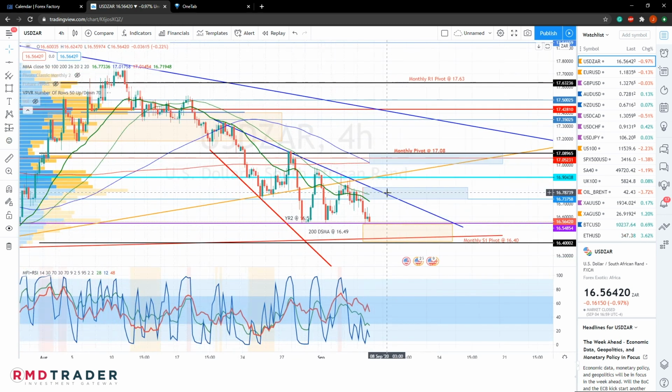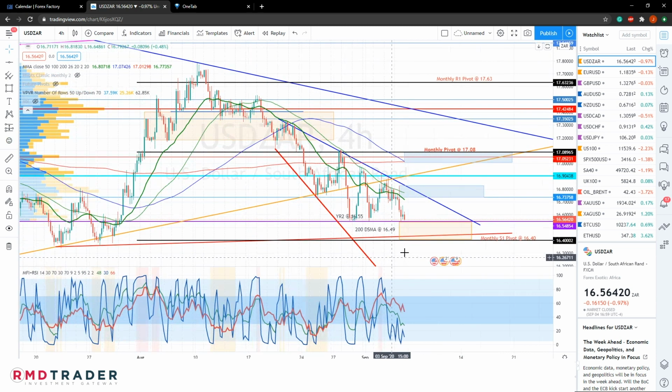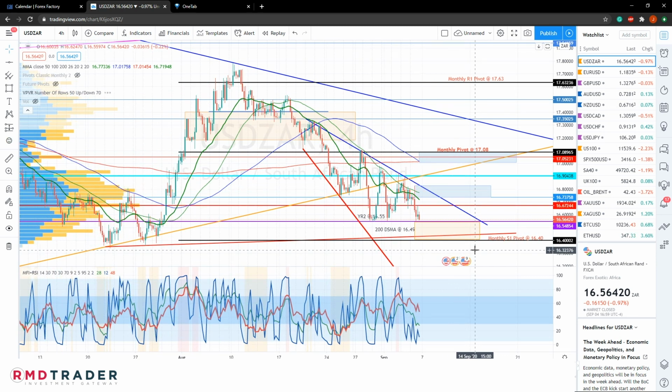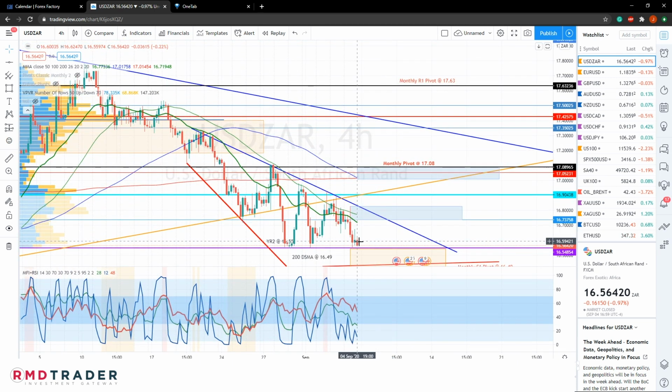However, if we were to break lower and back into this area of support below us, and there are actually multiple levels of support right below us, that includes the 200 daily moving average at 16.49, or let's just say 16.50, and also this diagonal support line near the same level at 16.45. And then just below that, we do have the monthly S1 pivot also at 16.40. There is another area of support below that as well, and that would be at 15.85, the monthly S2 pivot. But let's see what price does and keep an eye out on the 16.55 level.